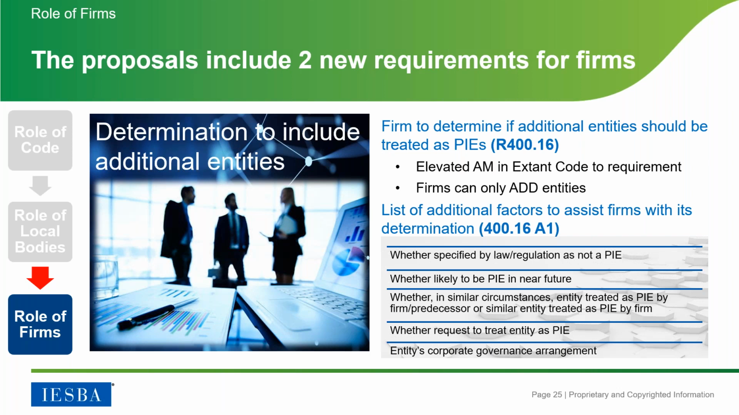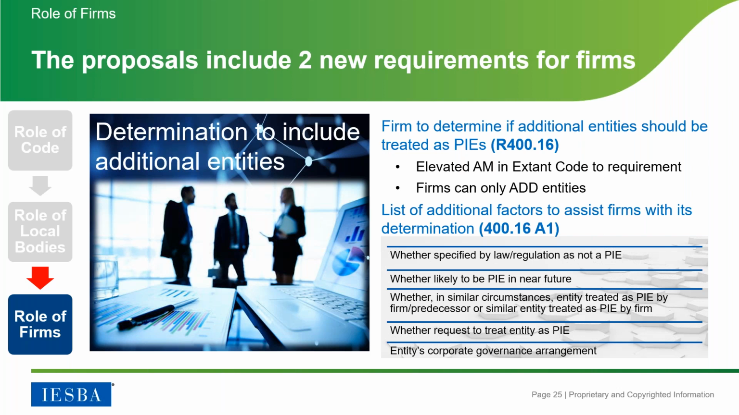Whether, as I indicated earlier, it's likely to be a PI in the near future, so whether it's going through listing, whether it's applied for a deposit-taking license, etc. Clearly, precedent has a part to play, both in terms of how the firm might have treated other clients, or indeed other firms might have treated that client. I do think it's appropriate to think about whether or not, if a firm asks to be treated as a PI because it wants to inspire that greater confidence in its financial statements, it's appropriate for the firm to consider that request. I don't think it's appropriate to mandate that the firm accedes to that request.